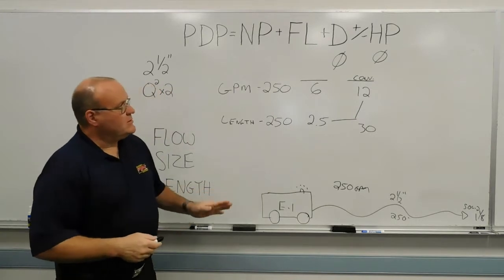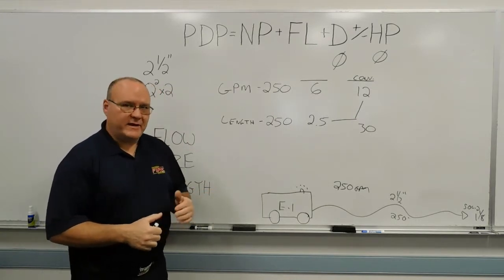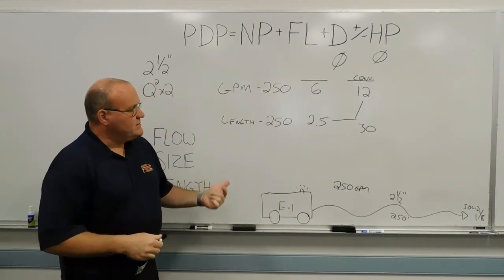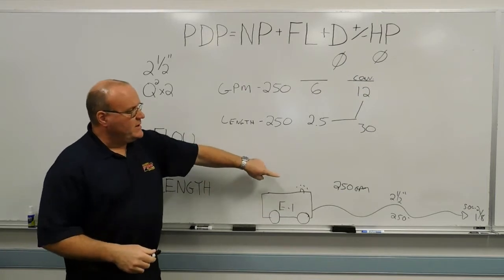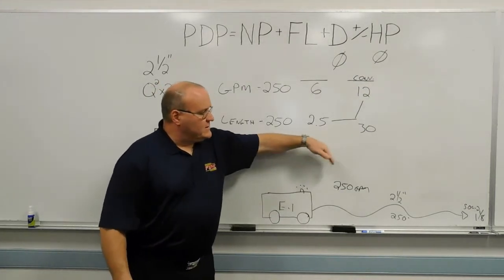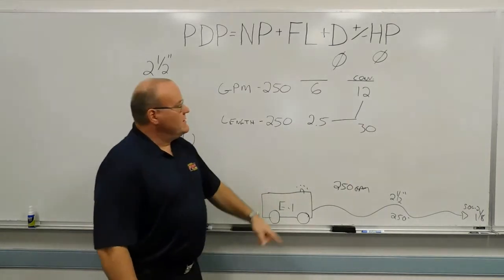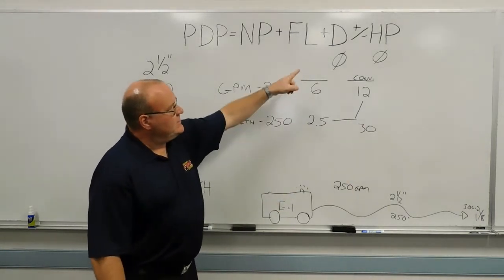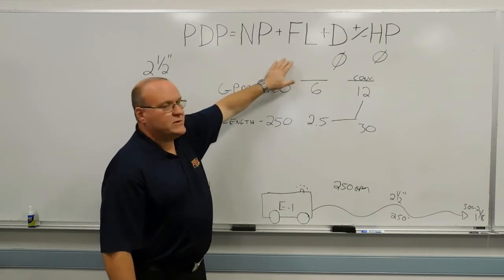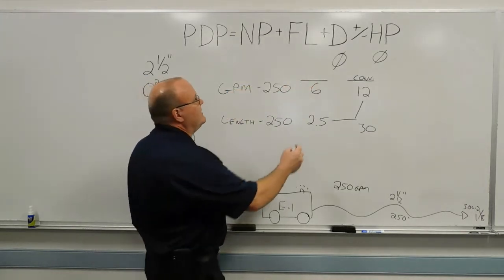So the friction loss in the 2.5-inch attack line on Salisbury's engines flowing 250 gallons a minute is going to be 30 pounds, and that's the total friction loss from the discharge to the nozzle. No other factors in there, no devices, no head pressure. We can go ahead and put the friction loss up here in our formula, 30 pounds.